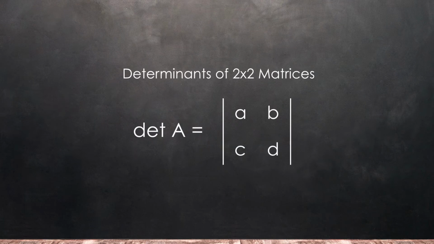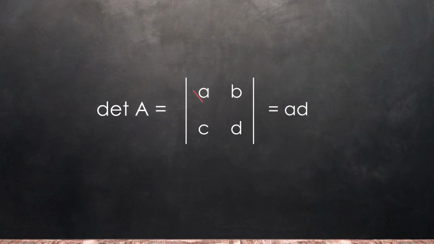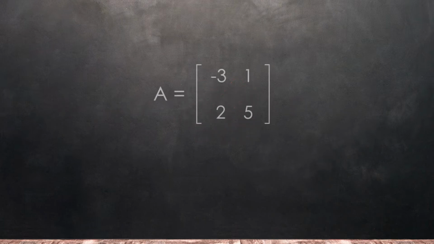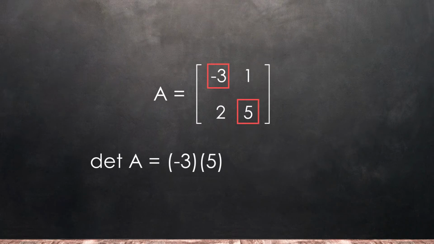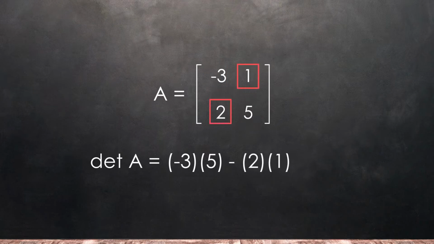Now let's take the determinant of a 2 by 2 matrix. There is a very simple formula that can be used to find the determinant of a 2 by 2 matrix. We take the product of the entries A and D and subtract the product of the entries B and C. For example, to solve for the determinant of this matrix using the formula, we have determinant of A equals -3 times 5 minus 2 times 1. And we get that the determinant of A is -17.